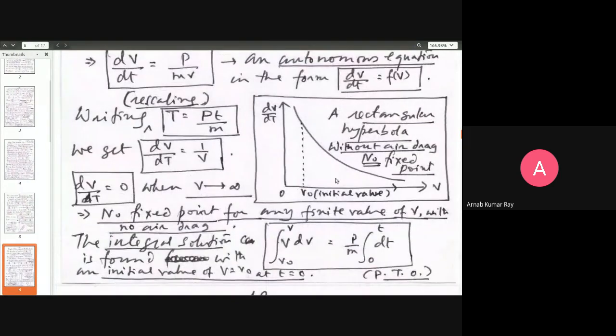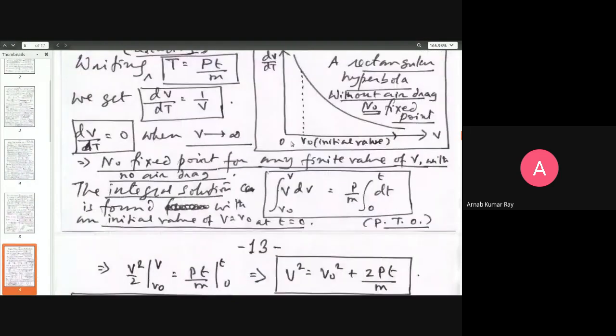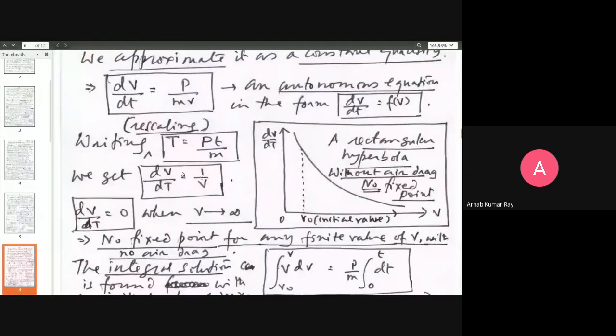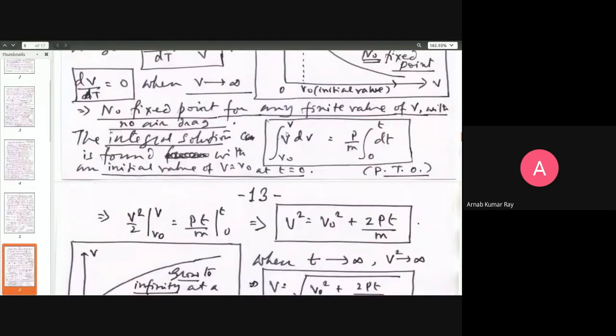Now what we shall do is integrate this equation. We go back to our original equation, the non-rescaled equation, which was this. So this equation is v dv/dt is equal to P by M. So when we have that, we integrate it. The integral solution is found. v dv/dt, dt is taken to the right-hand side, and P by M is a constant quantity, so it stays out of the integral. So the integral solution is found with an initial value of v equal to v naught at t equal to 0.